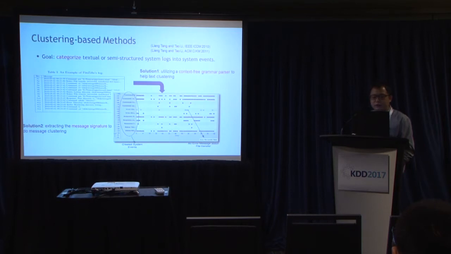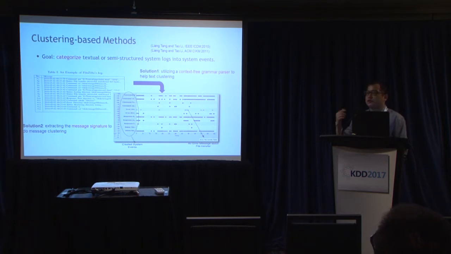So one of the things people have been doing recently is, can we utilize the structure? If you look at each of these log messages, you can see that they usually have some specialized format. There are two types of solutions. First, we can look at the structure of the log messages and use it to help with clustering. Second, we can extract the signature of the message, sometimes referred to as the template of the message. The message may be generated from templates.